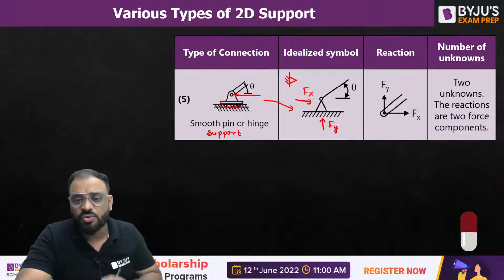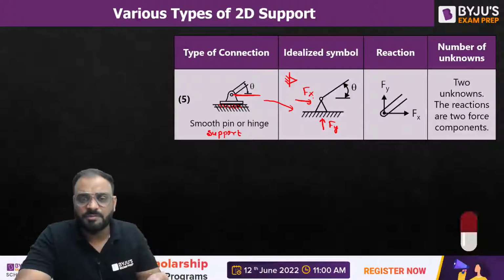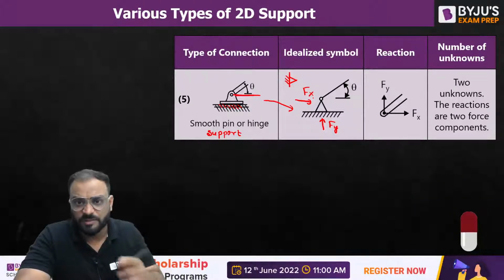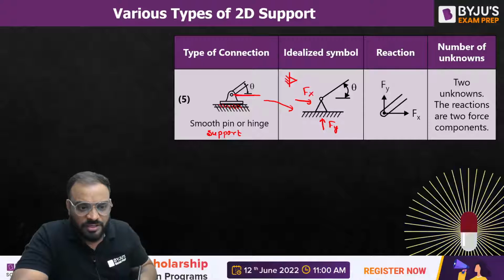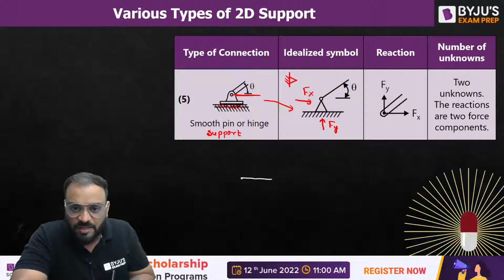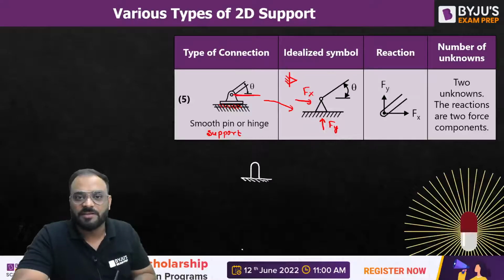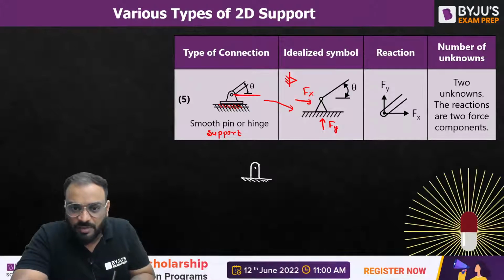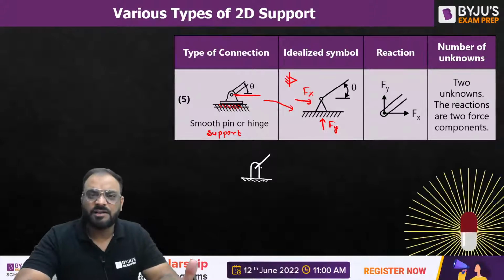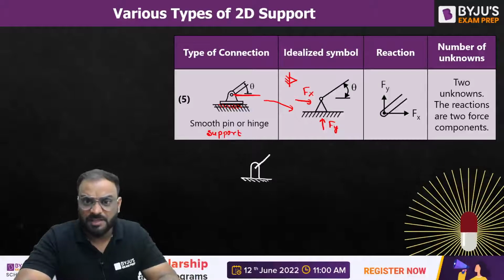Now let me show you another type of symbol which you can use in case of pin support. So guys, you can draw in this manner also. Let me show you that. You can make a surface with a hash line and try to draw the pin support like this, right? And your member is to be like this. Clear? So this is again guys your pin support. You can represent it in this manner also.